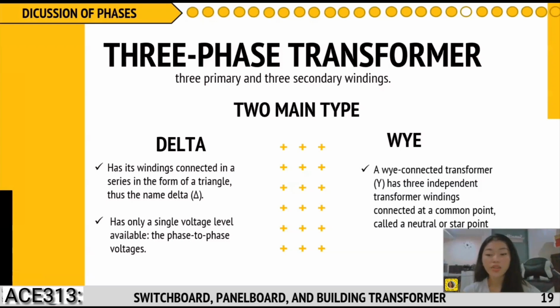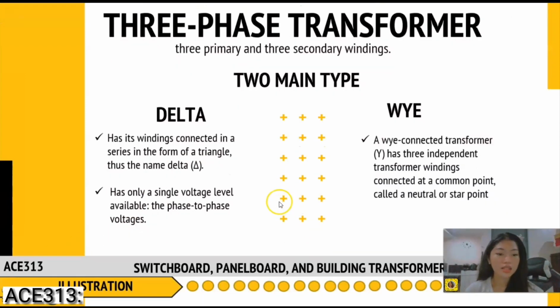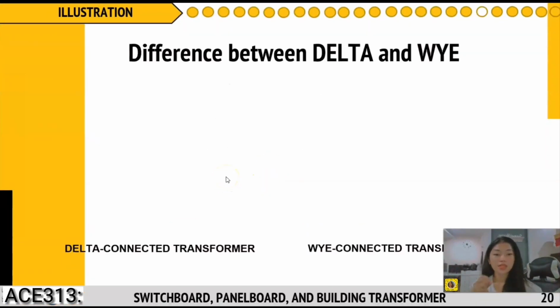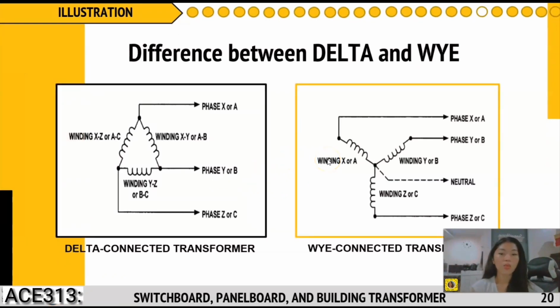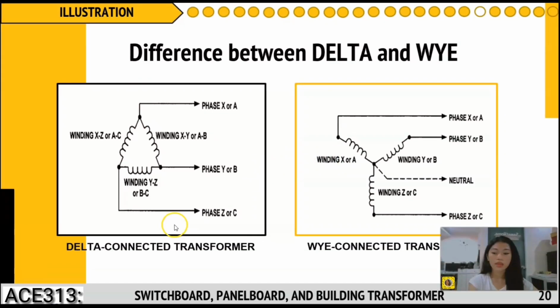I know some of you are asking, can you show us the picture of delta and Y? So here it is. Difference between delta and Y. So this is the delta and this is the Y connected transformer. It is easy to determine which is the delta transformer and which is the Y connected transformer. Again, the delta connected transformer has a delta shape and the Y connected transformer has a Y shape.